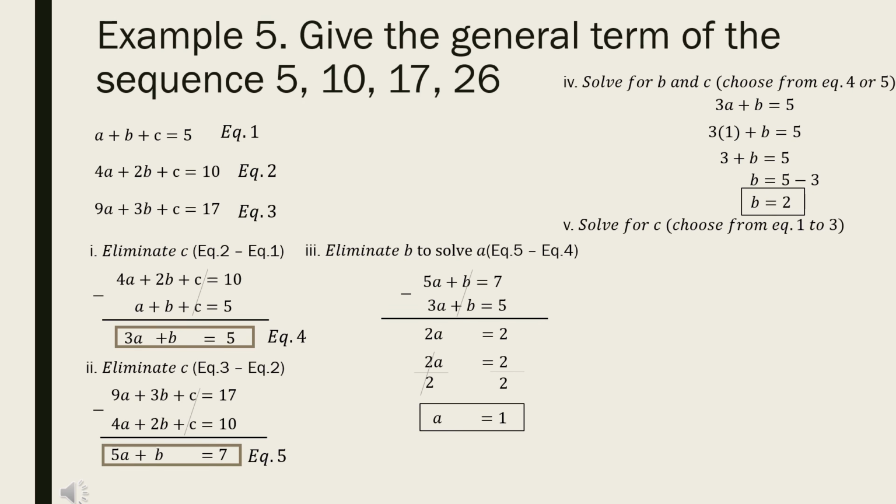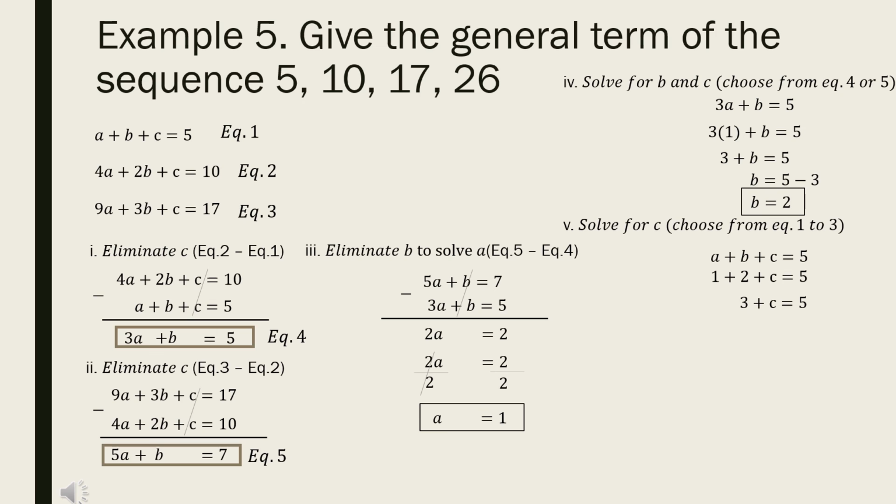Now that we have the values for a and b, we are going to choose from equation 1 to equation 3 to solve for the last variable, which is variable c. For this particular example, I am using equation 1. So we have a plus b plus c is equal to 5. Our value of a is 1, so substitute 1. Our value of b is 2, so substitute 2. So we have 1 plus 2 plus c is equal to 5. 1 plus 2 is 3. So we have 3 plus c is equal to 5.